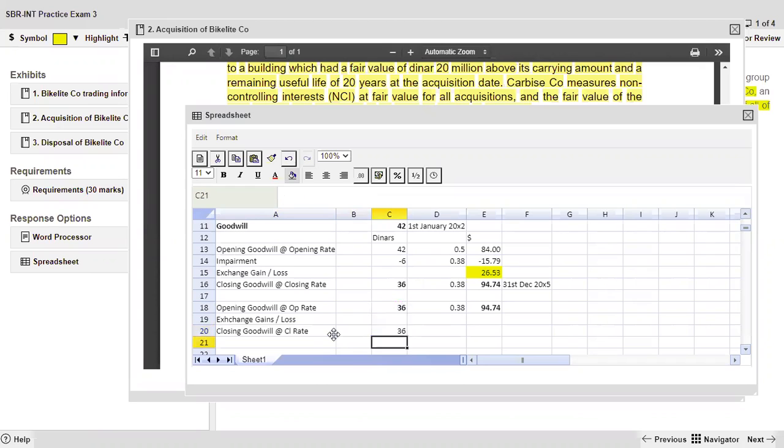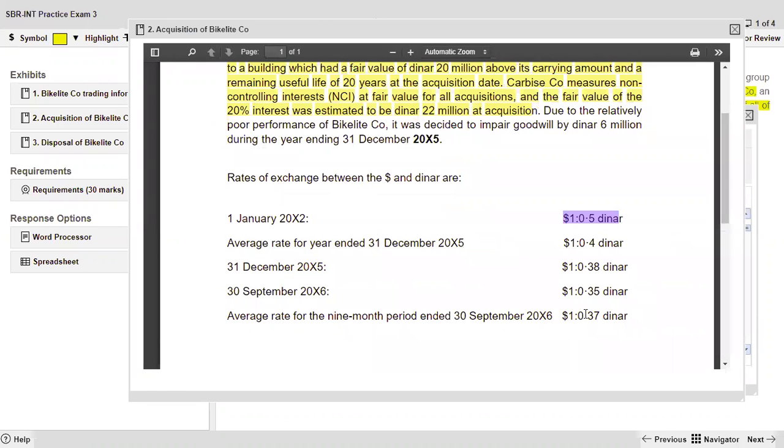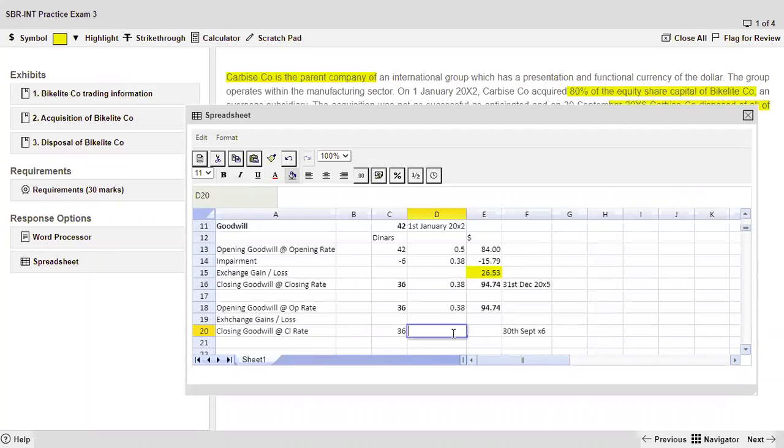So closing goodwill at closing rate, what is the closing date? It's 30th September 2006. So it is actually going to be what? 0.35. Hence, resultingly, you will have a balancing figure here. So there's going to be an 8.12, which is gain.